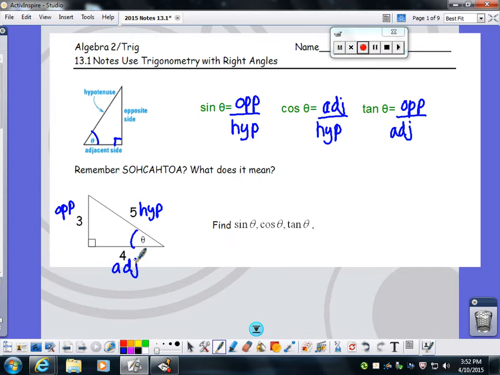So when we set up the sine ratio, sine of theta is equal to opposite over hypotenuse, so 3 over 5. The cosine of theta is equal to adjacent over hypotenuse, so 4 over 5. And the tangent of theta is opposite over adjacent, so 3 over 4.